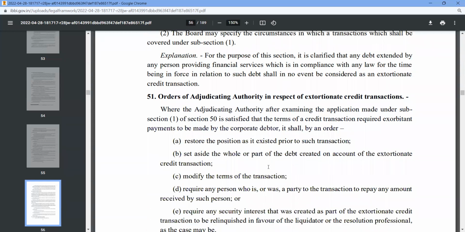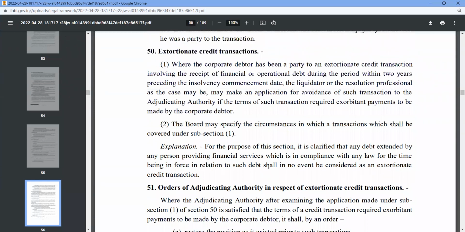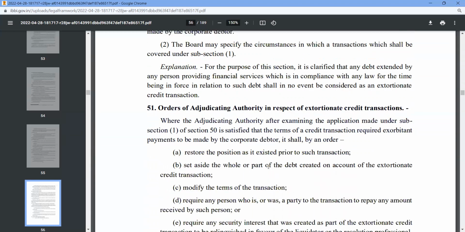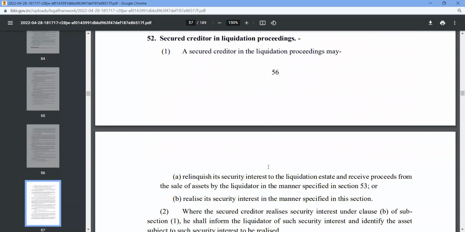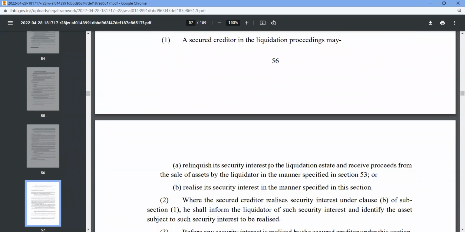ठीक है, तो हमने यहाँ क्या देखा, इसमें देखा हमने 50 में the period is 2 years and there is no concept of related or unrelated party. So this was regarding 43 to 51 we have covered. Now let us see section 66.